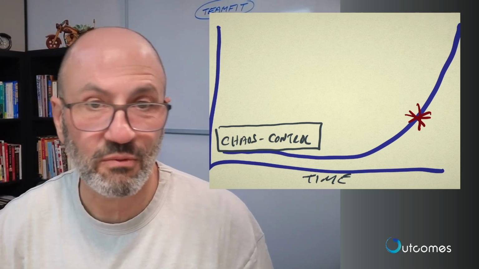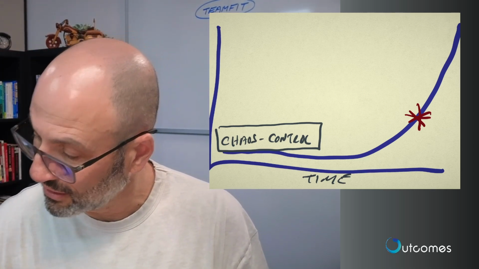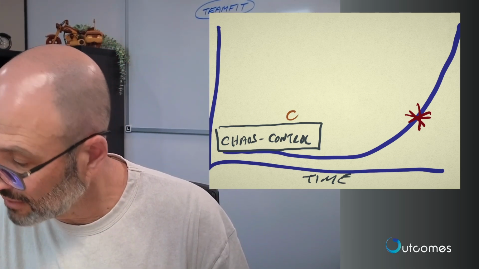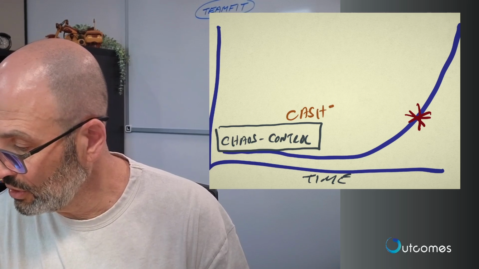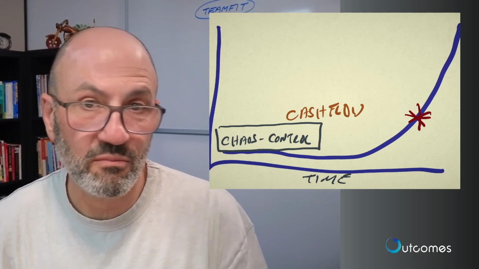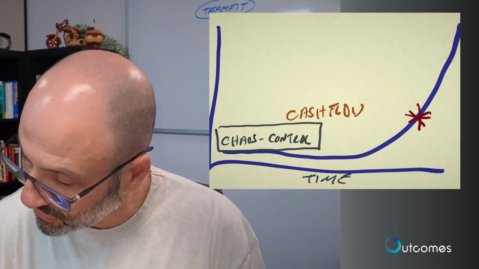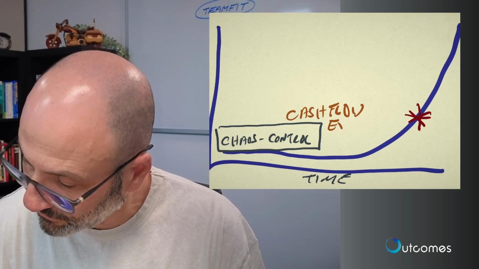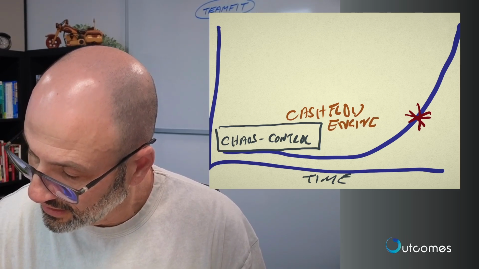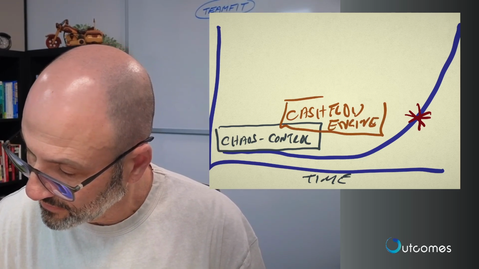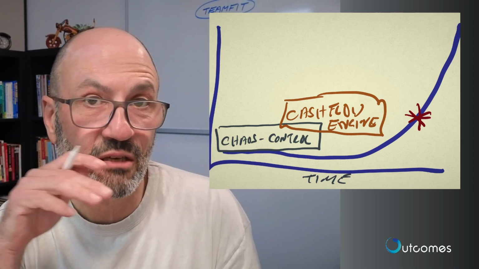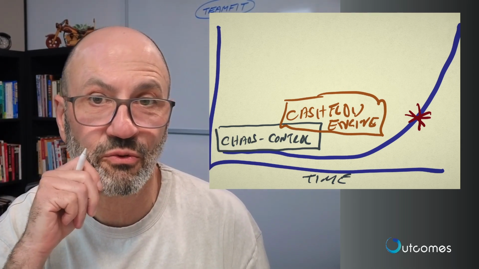So what's the second phase that we need to be looking at here? Well, once we've gone from chaos to control, we need to start thinking about cash flow, right? But we don't just need to think about cash flow. We need to start thinking about building a cash flow engine. Now, what is a cash flow engine? A cash flow engine is a series of workflows that you use within your organization.